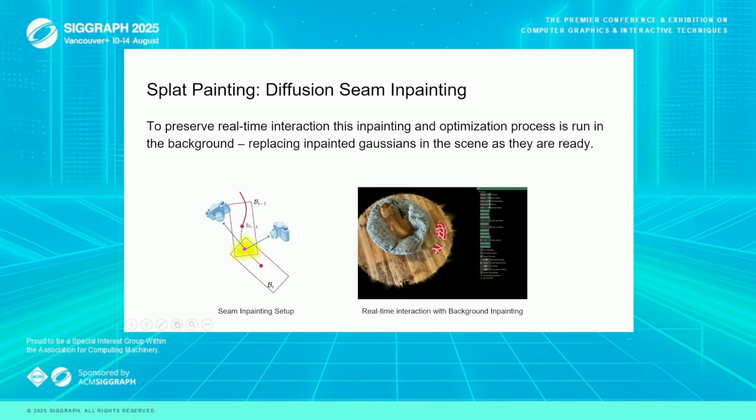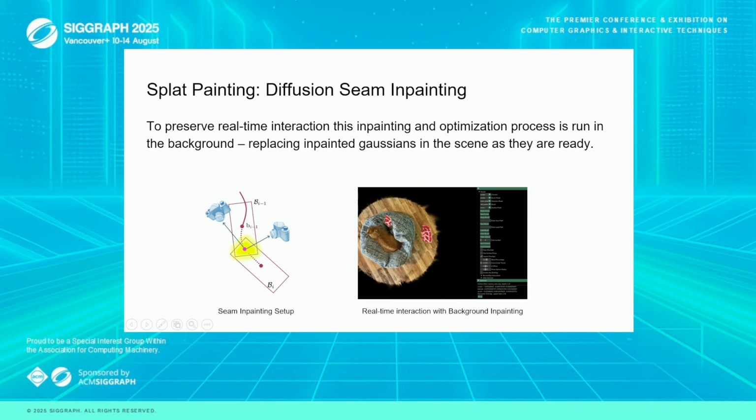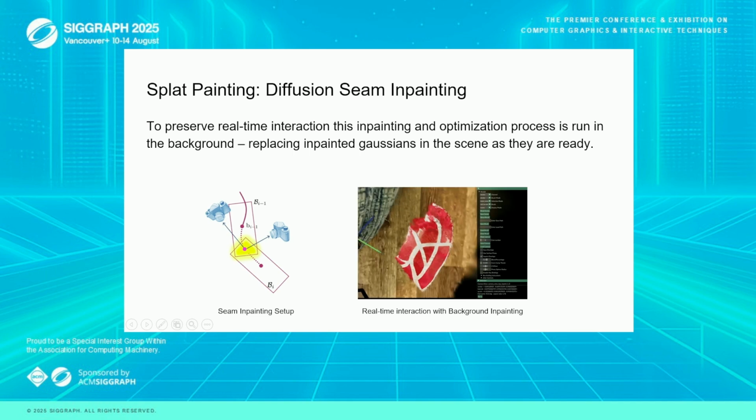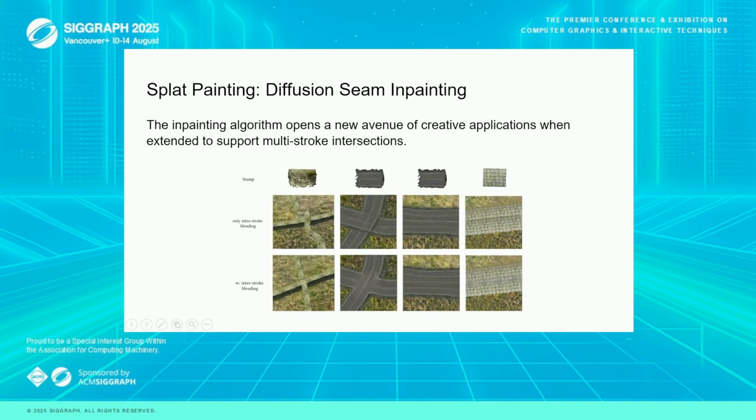So now I'll talk about the video that's been playing for a while. Even with the lightweight setup, in-painting and optimization struggle to be real-time. So we preserve real-time interaction by running this process in the background, replacing modified Gaussians as and when they're ready and optimized. So we see in the video we've painted something, now we're painting somewhere else. Now when this is in-painted, we go back and we see the in-painted version. The in-painting algorithm opens a new avenue of creative applications.